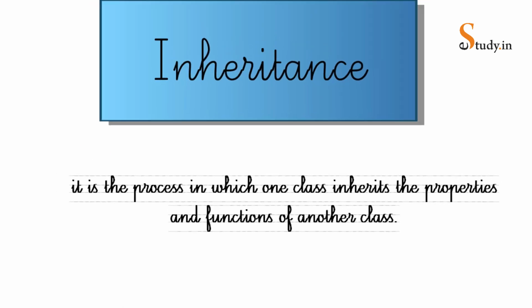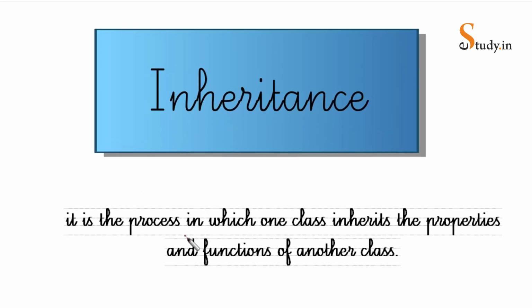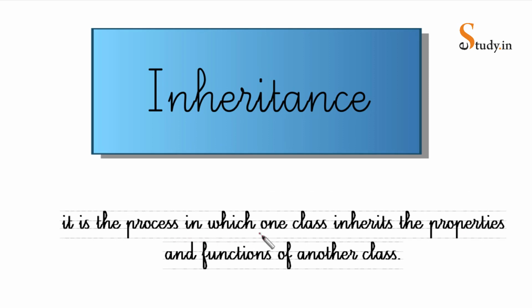Now, the second principle of object-oriented programming is inheritance. So let us first go through the definition of inheritance. It is a process in which one class inherits the properties and functions of another class. We already know that a class has properties and functions. Okay, so let us see how this is implemented in object-oriented programming.